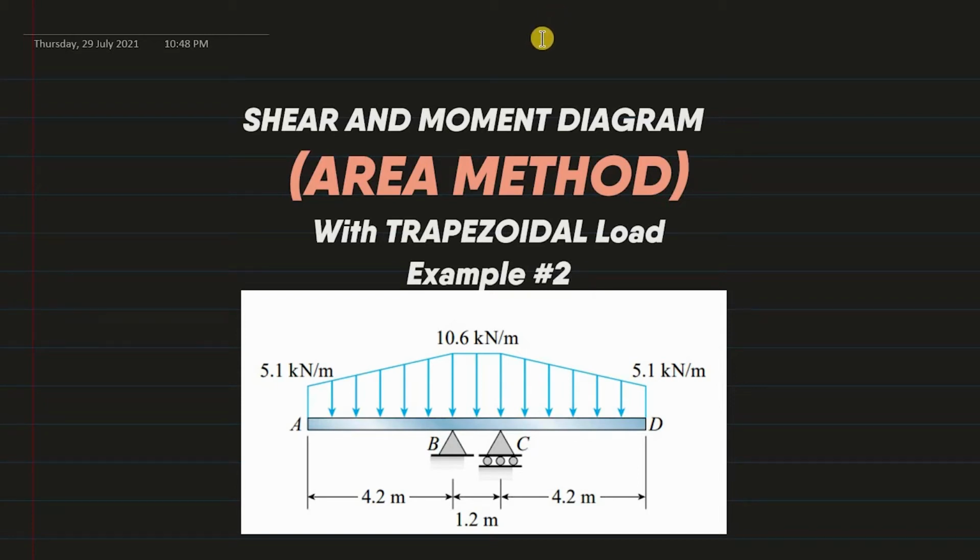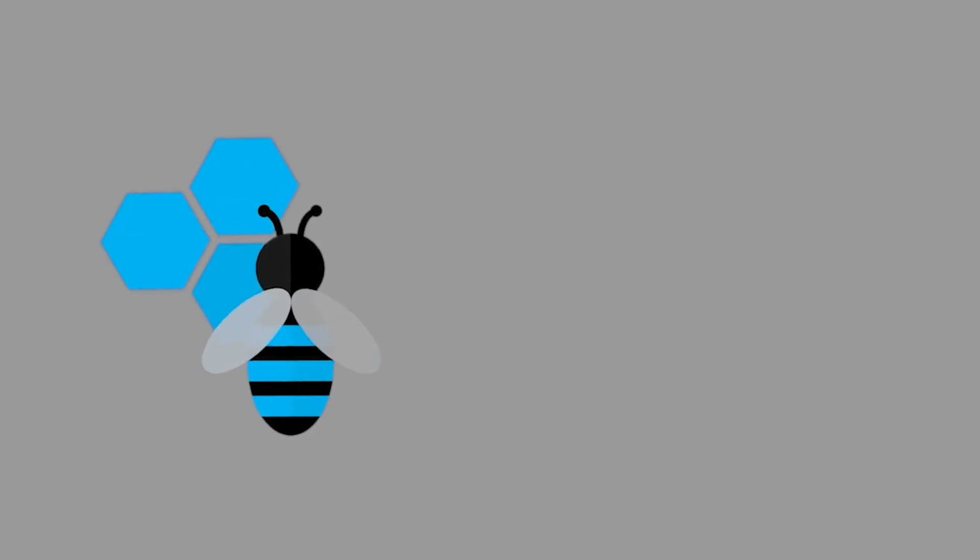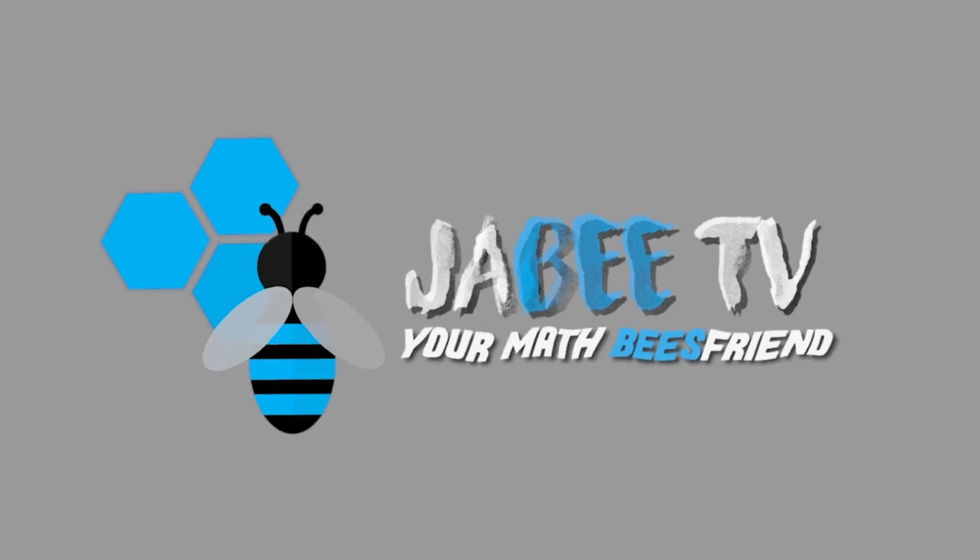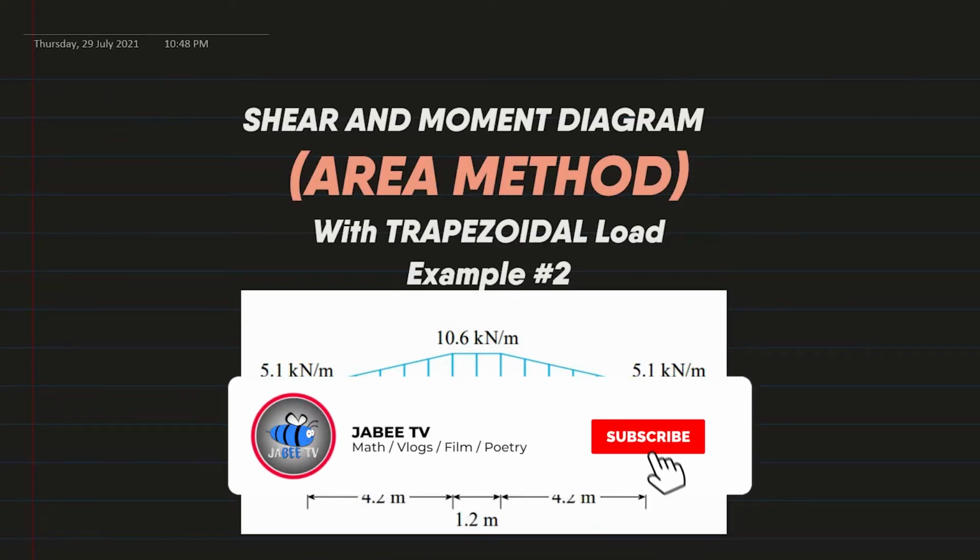So we're back for another shear and moment diagram problem, specifically yung mga beam na may trapezoidal loading. So, let's go! So, ito po yung problem na ating isusolve. Bubuuin po natin na kanyang shear and moment diagram.